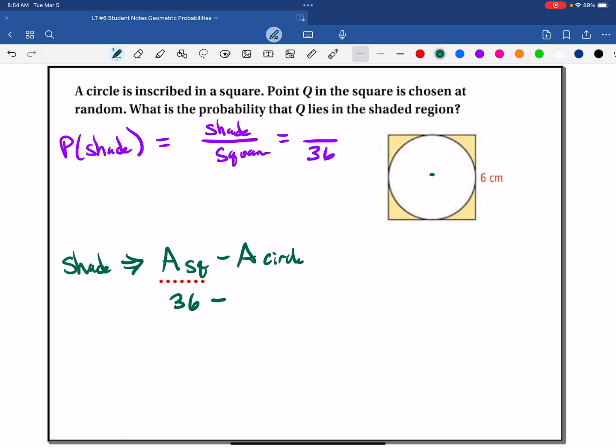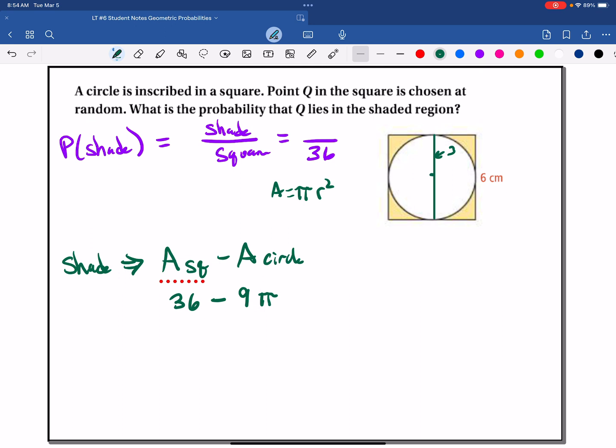Now the circle has a diameter of 6, so it has a radius of 3. And so it is pi r squared, so 3 squared, pi r squared is the area of a circle. 3 squared is 9, so I get 9 pi. So the area of the shaded region is 36 minus 9 pi.